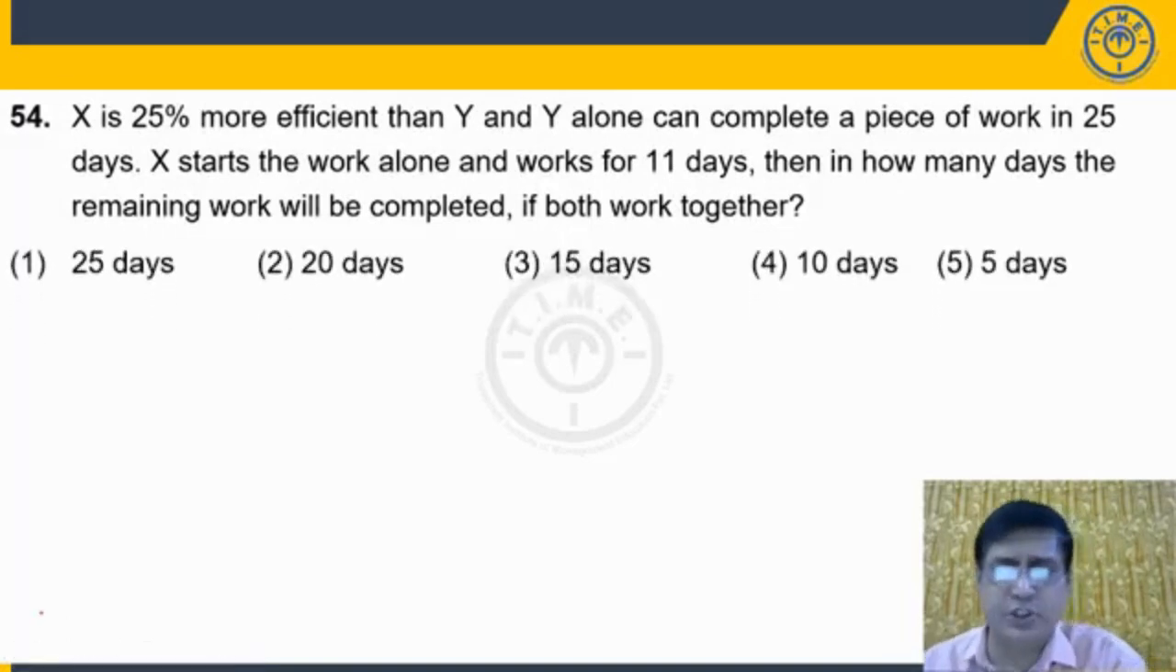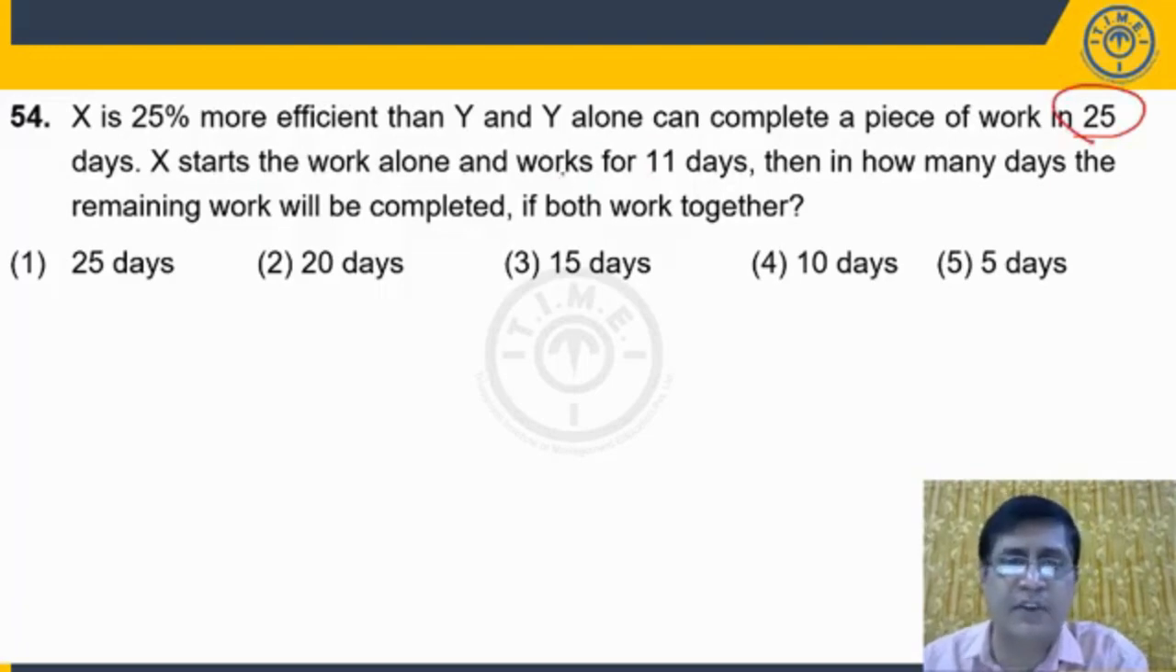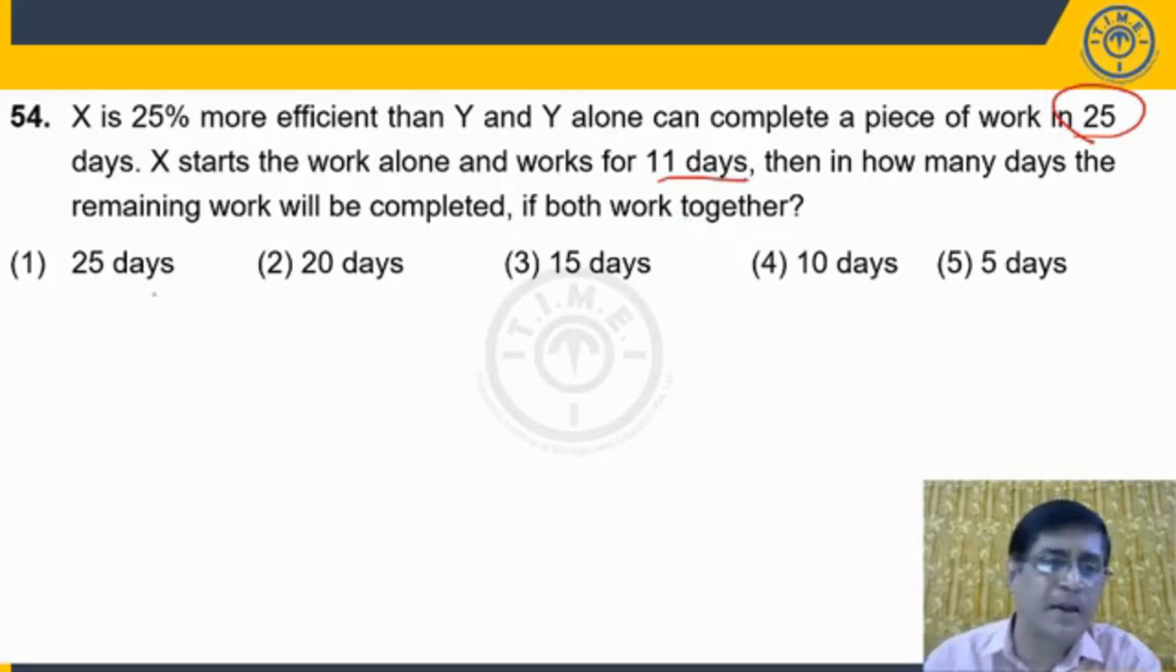Now look at the next question on your screen. X is 25% more efficient than Y. Y alone can complete the work in 25 days. X starts the work alone and works for 11 days. Then in how many days will the remaining work be completed by both working together?